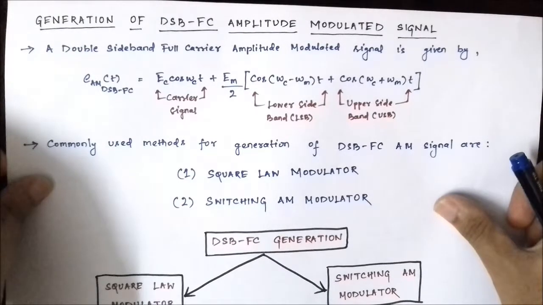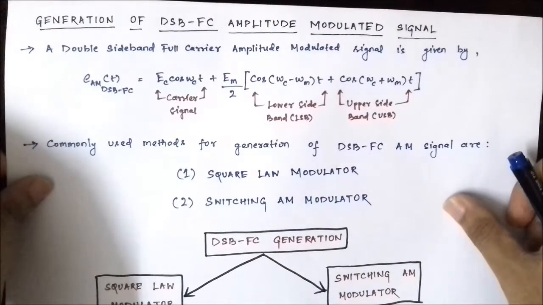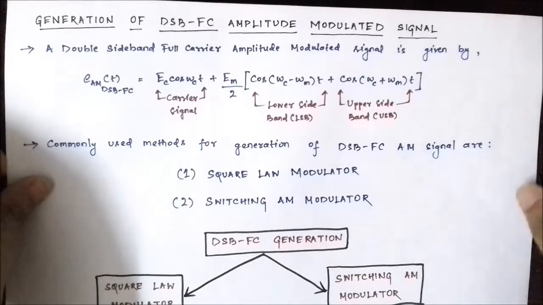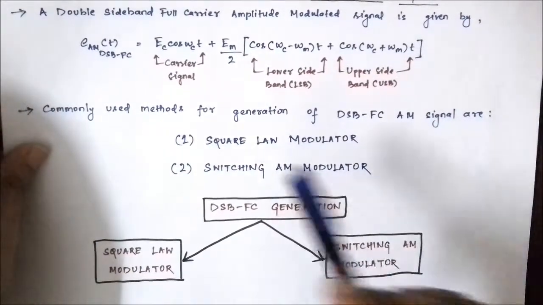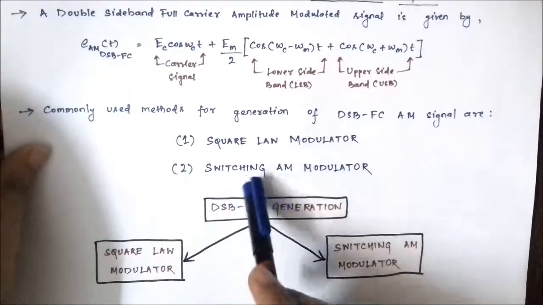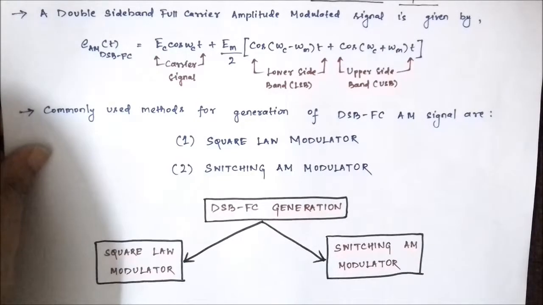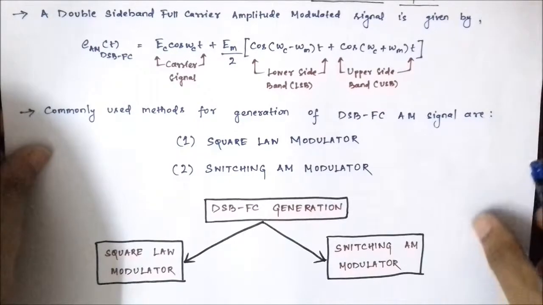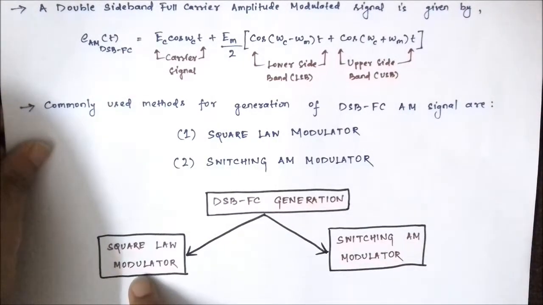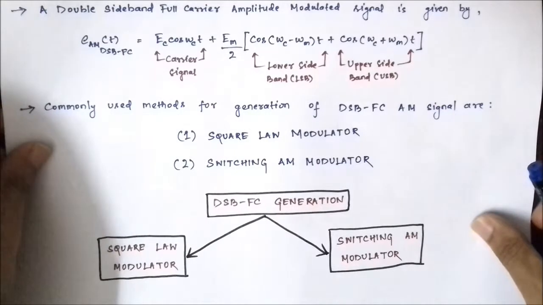So here we will be discussing the commonly used methods for generation of a double sideband full carrier signal. The most commonly used methods for generation of DSB-FC signal are the square law modulator and the switching amplitude modulation modulator. So there are two main methods used. One of them is the square law modulator and the other one is the switching AM modulator or amplitude modulation modulator. We will be discussing them one by one separately.